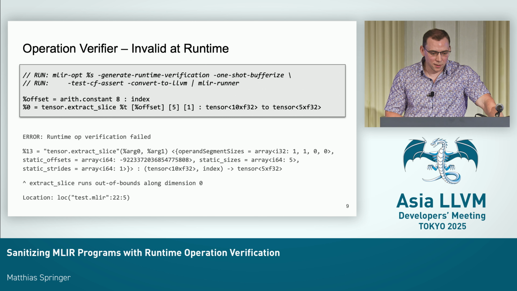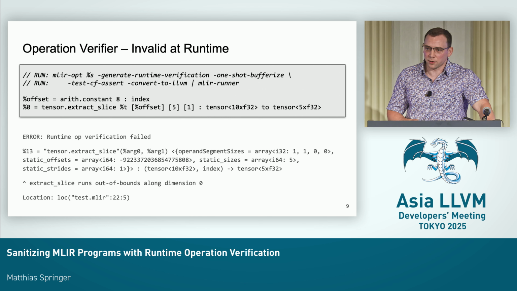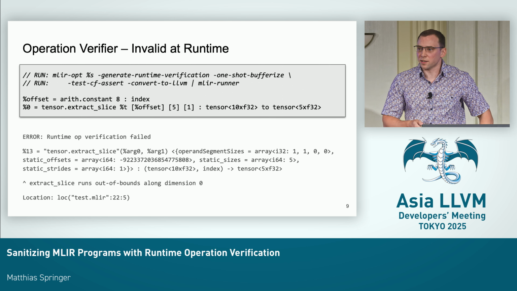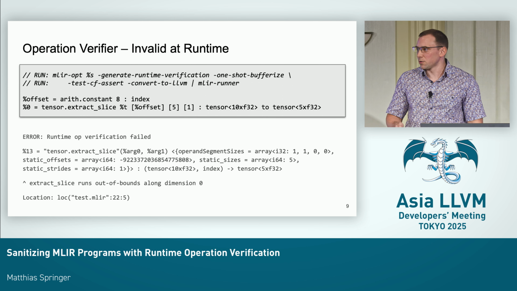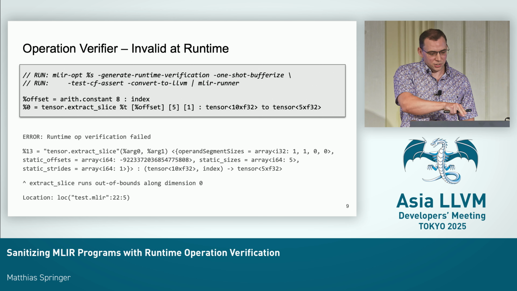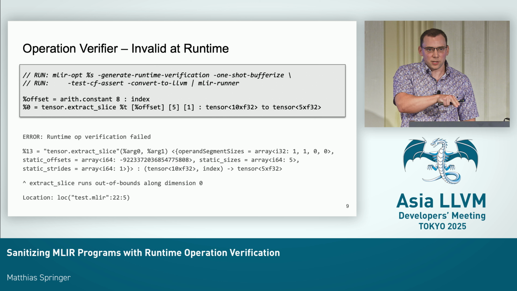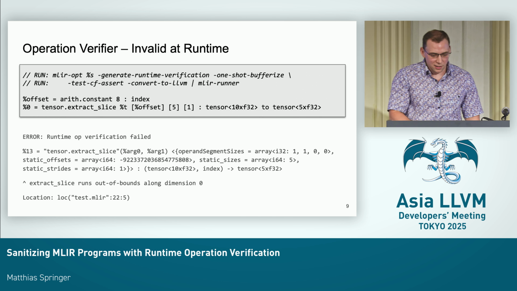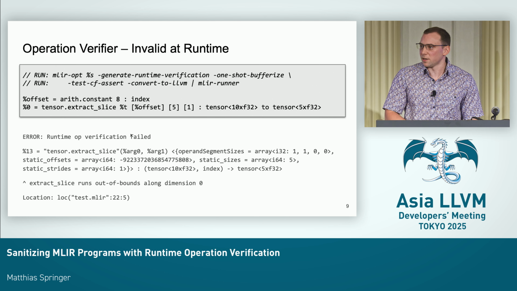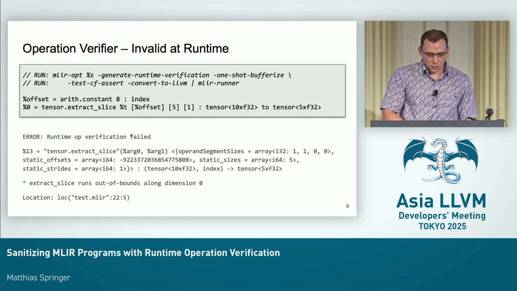So this is where runtime operation verification comes in. This is basically a mechanism to generate additional runtime checks similar to C or C++ assertions that will, in this case, generate additional IR, so we check whether at runtime the slice runs out of bounds or not. And the error message that you see here is actually quite similar to the error message that would be produced by the static op verifier. So that's what I'm going to talk about in this talk.